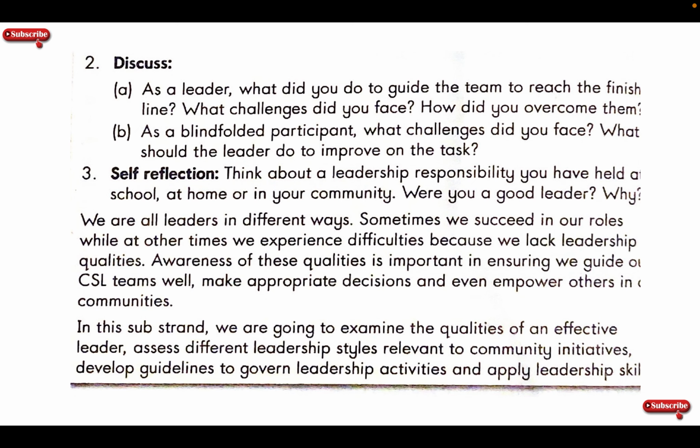I'll repeat. Think about a leadership responsibility you held at school, at home, or in the community. Were you a good leader? Why? So we've said why, we've given reasons. Yes, you are good because you reached the goals. You are not always good because the group was always arguing. You did not reach your what? You did not finish the task.